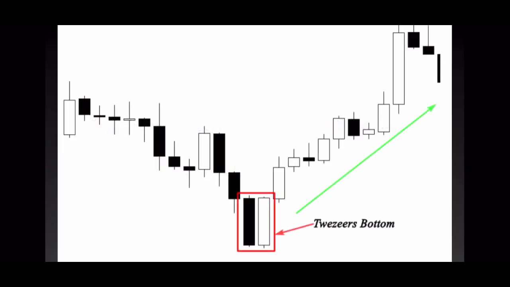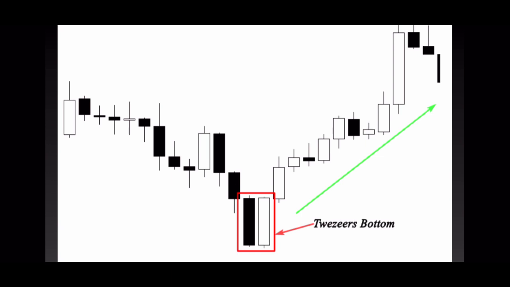In the chart in front of you, it shows us the tweezer's bottom that occurred in the downtrend. The bears pushed the market downward on the first session. However, the second session opened where the prices closed on the first session and went straight up, indicating a reversal buy signal that you can trade if you have other elements that confirm your buying decision.